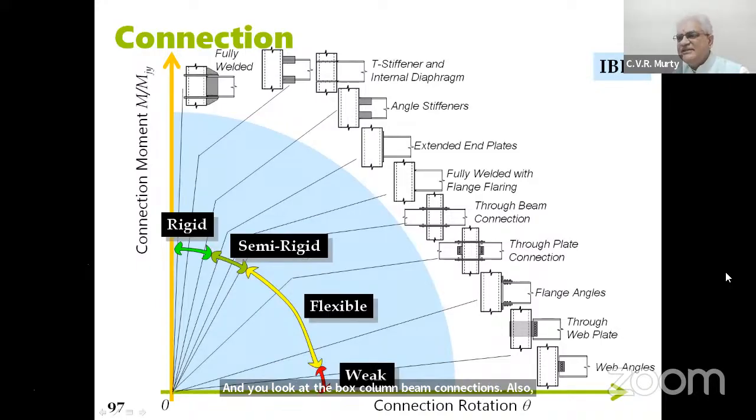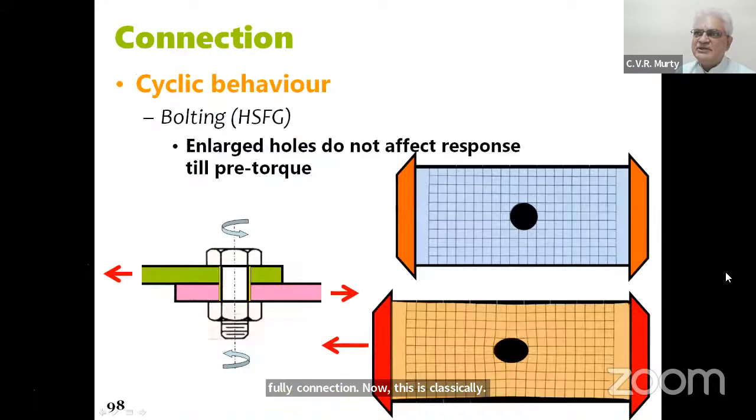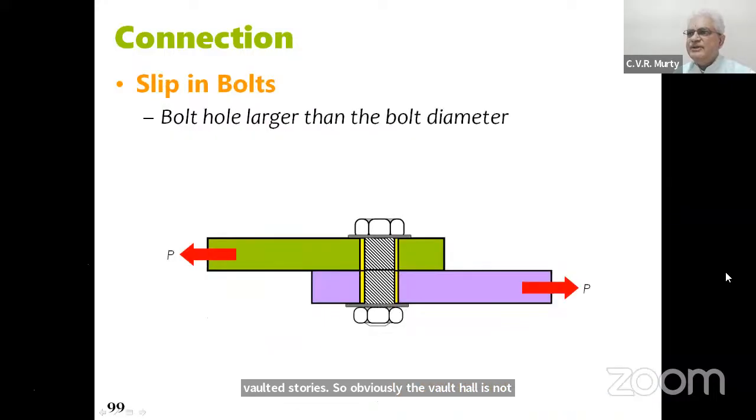Now, this is classically the philosophy that was adopted in the design of structures. Now, so far we're talking about welded. Now let's look at some bolted stories. So obviously the bolt hole is not going to remain the circular one, and it will elongate into an ellipse.